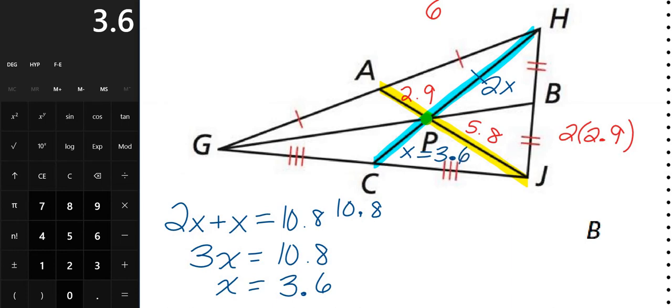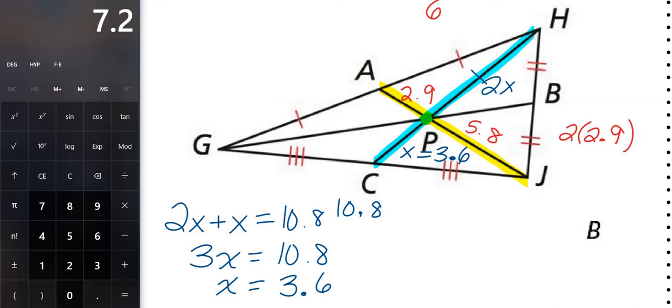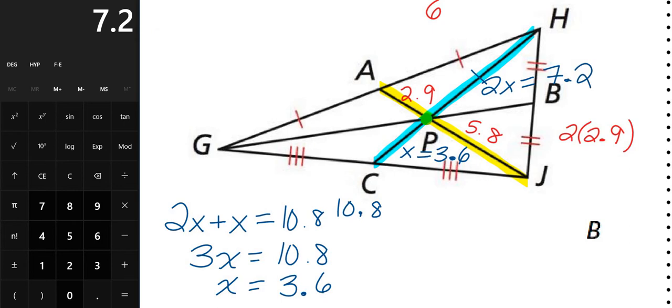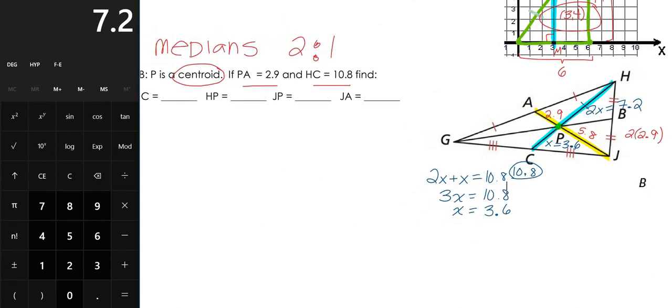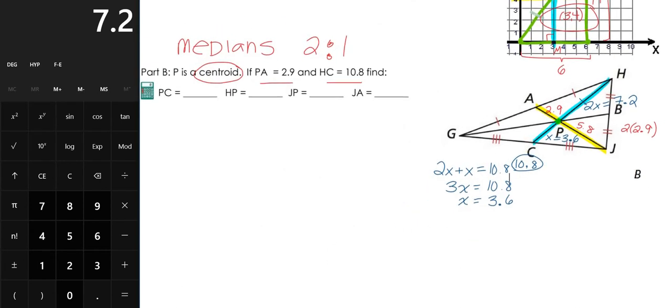And then the longer piece from H to P is twice as long, so 2 times the length of 3.6. So I'm going to do 3.6 times 2 in the calculator. So that longer piece from H to P is 7.2. And in total, if I add 7.2 and 3.6, I go ahead and I get 10.8. Now let's go ahead and get back to the question and fill in all the information. Okay, so first ask was, what's the length of PC? That's that little piece that we just solved for x, that 3.6. So our answer is 3.6.